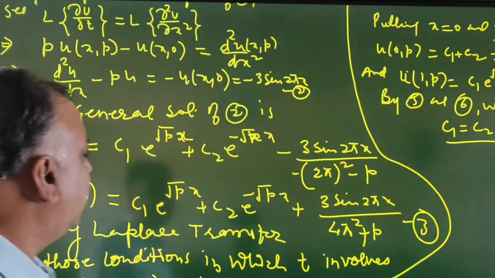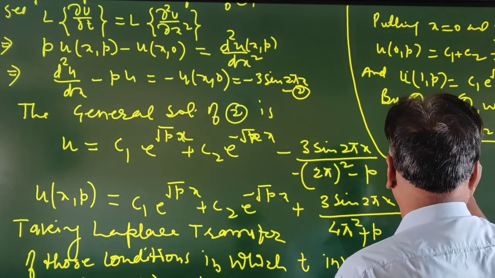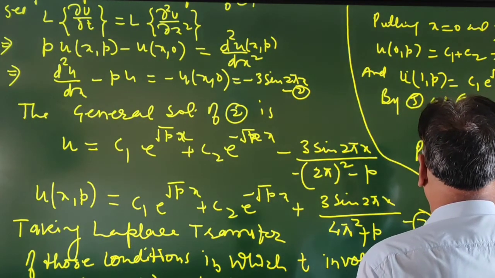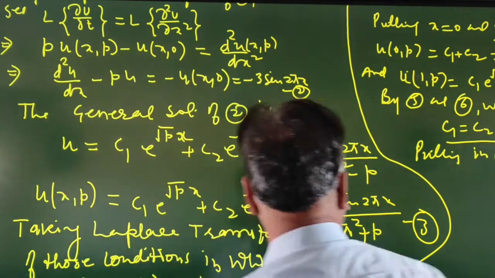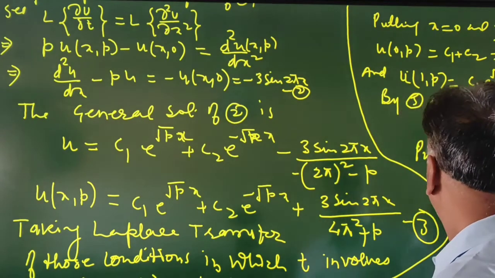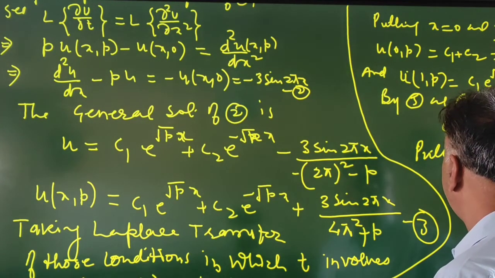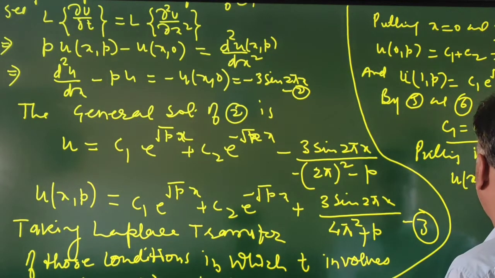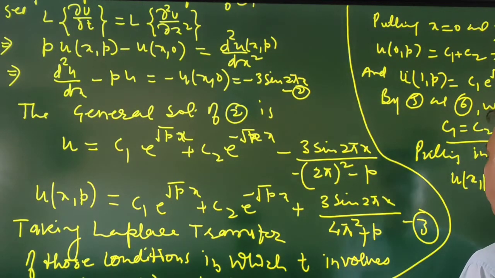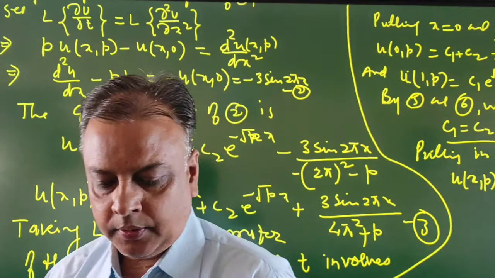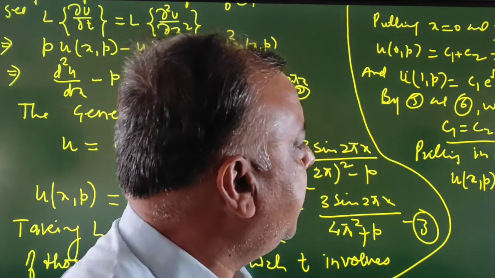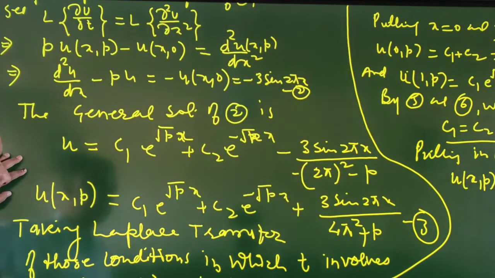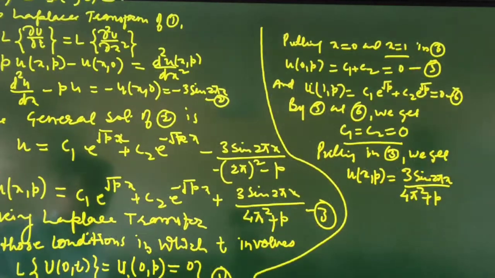Now putting these values of c1 and c2 in equation 3, we get u(x,p) = 3 sin 2 pi x upon (4 pi square plus p). If we put the values of c1 and c2 in 3, we get u(x,p) = 3 sin 2 pi x upon (4 pi square plus p).